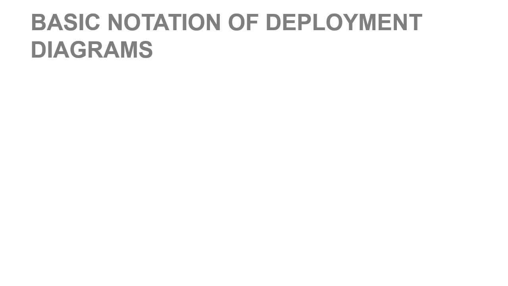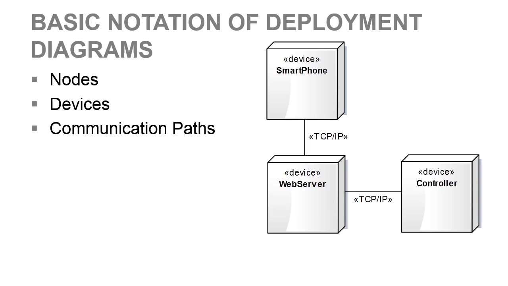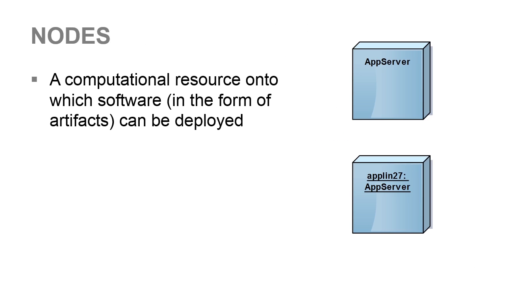In this movie, we'll look at the basic elements of notation in deployment diagrams. The fundamental unit in deployment diagrams is a node, so we'll start with nodes. Then we'll look at devices, which are a subtype of node, and finally at communication paths, which link nodes or devices. A node is a generic computational resource in a system.